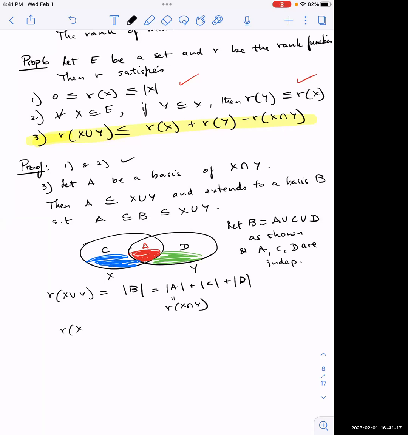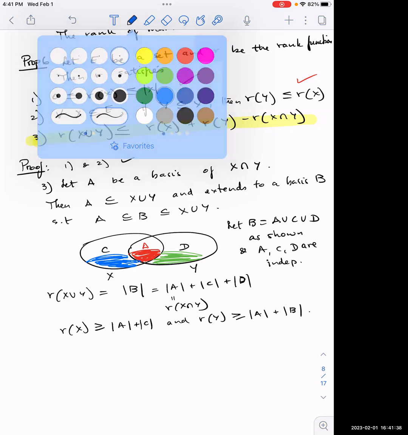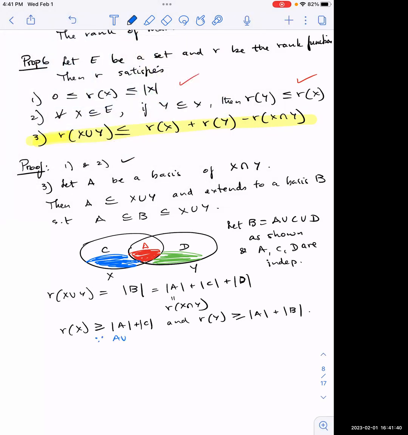So rank of X is at least the size of A plus C, and rank of Y is at least A plus D, right? Because, I can write a little reason here, because A union C is independent, so the rank of X is going to be at least the size of A union C here, because A union D is independent. I think we're almost done.